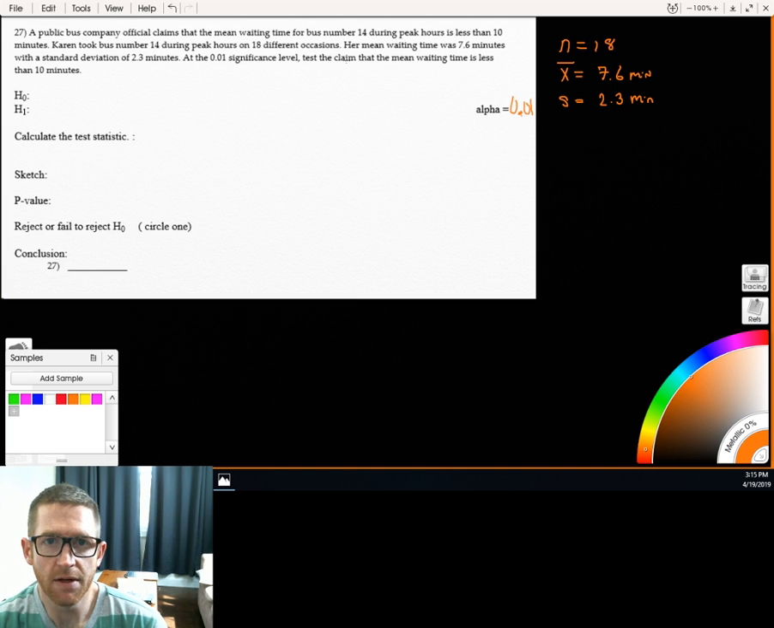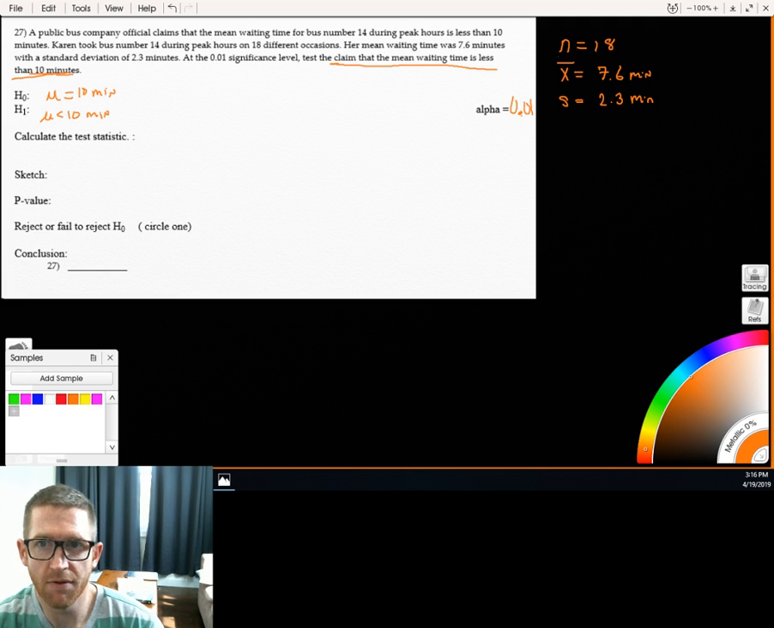Test the claim that the mean waiting time is less than 10 minutes. So that's the claim, that's the alternative, that the mean is less than 10 minutes. If that's the alternative, the null must be that it's equal to 10 minutes, because our null always has a statement of equality.